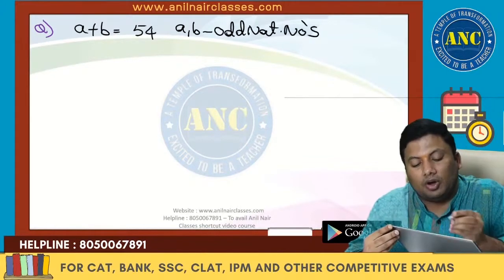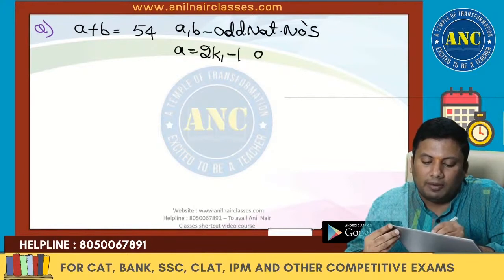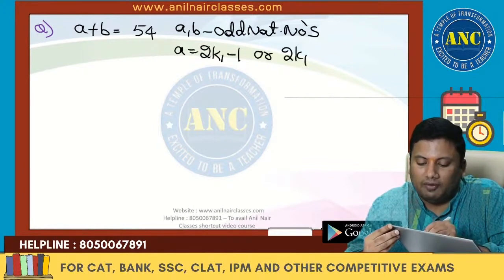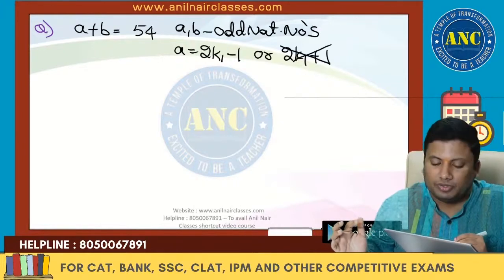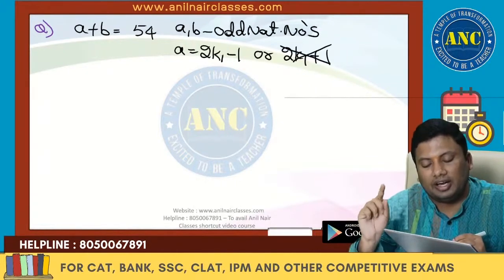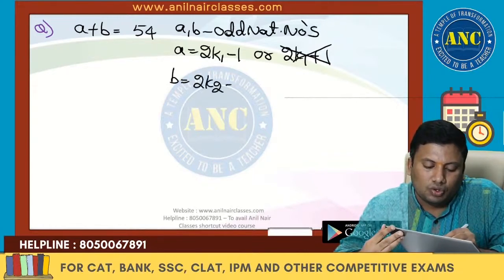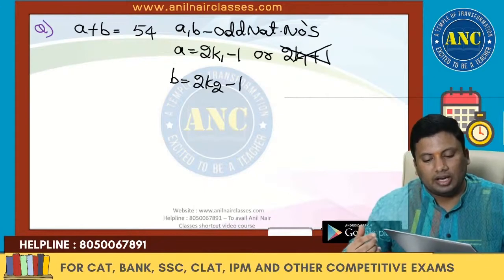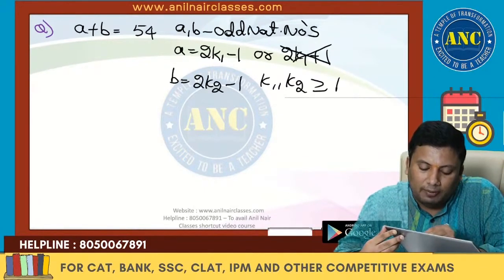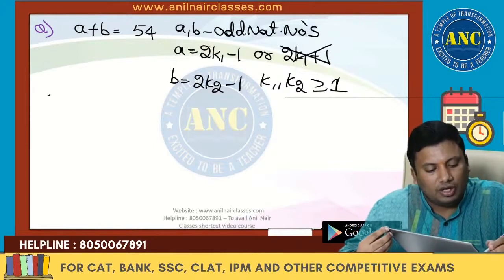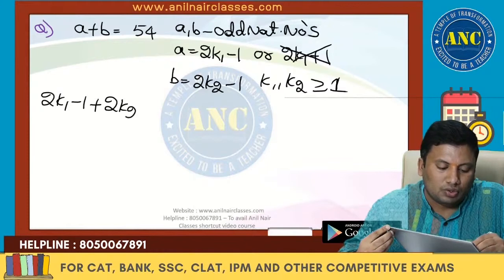If it is an odd number, either you can write it as 2k1 minus 1 or 2k1 plus 1. I will not write it that way because k is starting from 0. I know the shortcut when the variables start with 1. B is nothing but 2k2 minus 1, because I know how to solve the problems when the variables are starting from 1. So, these are nothing but 2k1 minus 1 plus 2k2 minus 1.